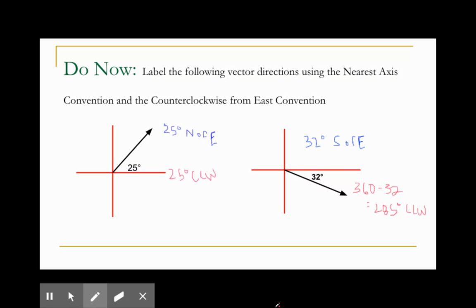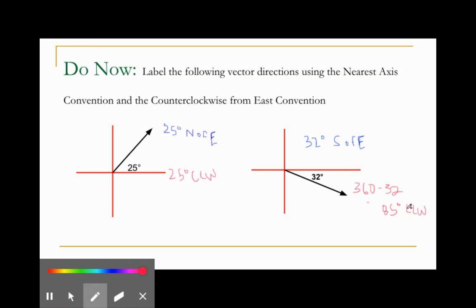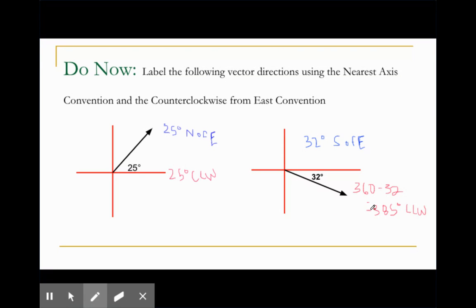32 degrees south of east. Good, because the vector makes an angle with east. Okay, and what would a third way be? How else could we measure this? What if I wanted east of south instead? Colin? 58 degrees east of south. So we'd subtract 32 from 90 and get 58 degrees east of south.